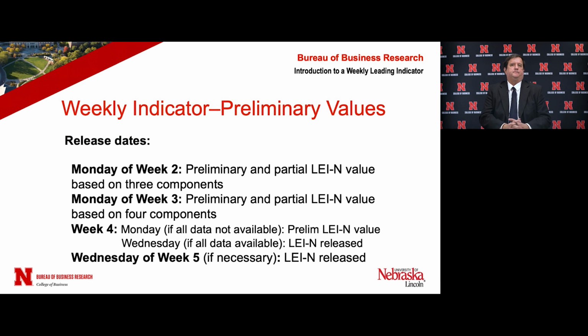So for example, Monday of the 2nd week, we'll have preliminary and partial LEI-N values based on those first 3 components: business expectations, the value of the US dollar, and initial claims for unemployment insurance. By the Monday of the 3rd week, we'll be able to add a 4th component: building permits for single-family homes.